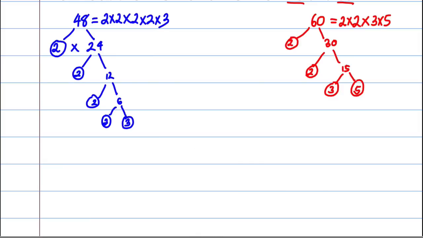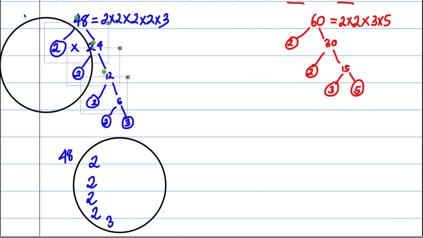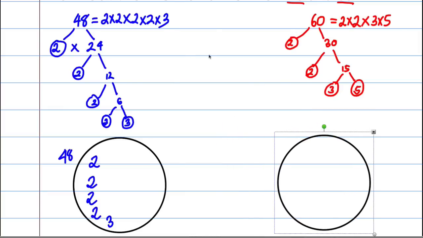So I'm going to represent 48 in a circle. I'm going to draw a circle here, and I'm going to use this to represent the 48 as follows. So here's 48, and it can be represented as a 2 multiplied by another 2, multiplied by another 2, multiplied by another 2, and multiplied by a 3. And I'm going to do the exact same thing for 60. So 60 is over here, and 60 can be represented as a 2 multiplied by another 2, multiplied by a 3, multiplied by a 5. So these circles are just going to be helpful to me in one second to understand what they have in common.